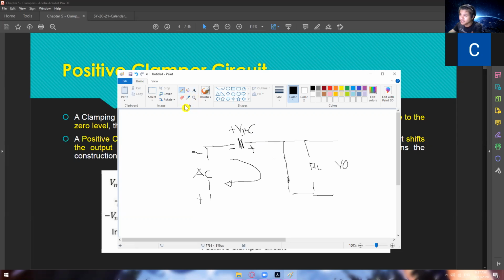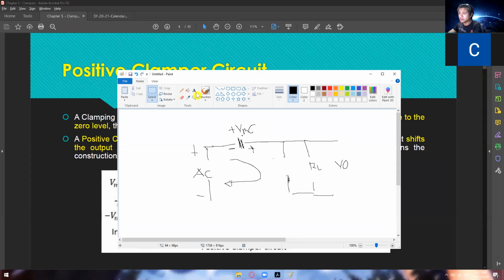And then during the positive half cycle, let me just erase this one. During the positive half cycle, we have here negative, positive. So as you can see, positive is connected to the negative and the negative is connected to the positive. So as a result, if we have that kind of loop, this will become reverse bias. If this is reverse bias, then you can simply say that this one is an open circuit. So all of our voltage input will pass through R sub L.